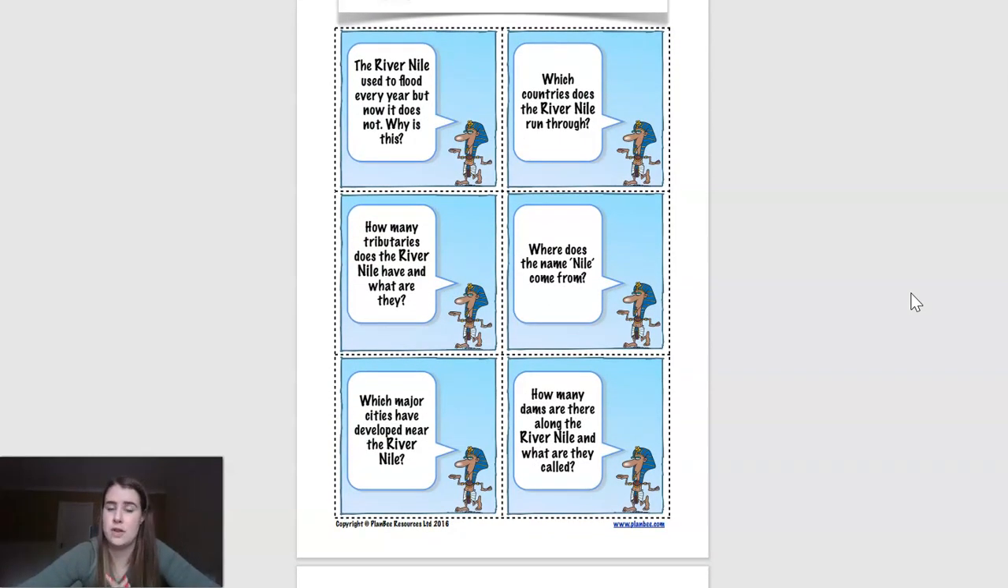The River Nile used to flood every year, which is an interesting fact, but it doesn't do that now. I want you to see if you could research why this is. What countries does it run through? Okay, I've gone through some of them, but I didn't go through all of them. And how many tributaries does the River Nile have and what are they? So obviously we've done two of those before. This one might be looking at the etymology, so where the word River Nile comes from. Why was it named? Where does it come from? Which major cities have been developed near the River Nile, and how many dams are there along the River Nile, and what are they called?